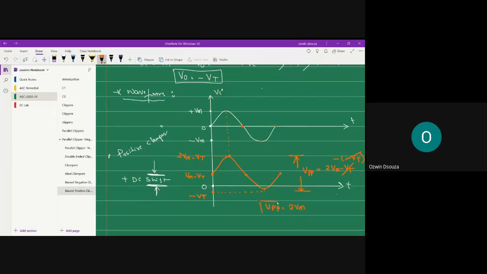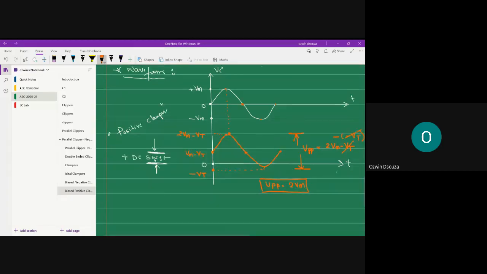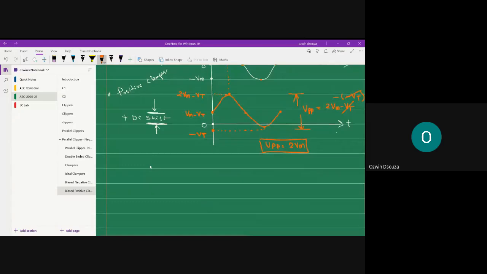So once again, I repeat, in case of a clamper, the appearance of the wave is not changed. Your input was a purely sinusoidal wave, and the wave shape of the output is also sinusoidal. The only difference is that the origin is being shifted. In this case, the origin is shifted towards the positive direction. So that's your waveform, and you can quickly draw the transfer characteristics as well.